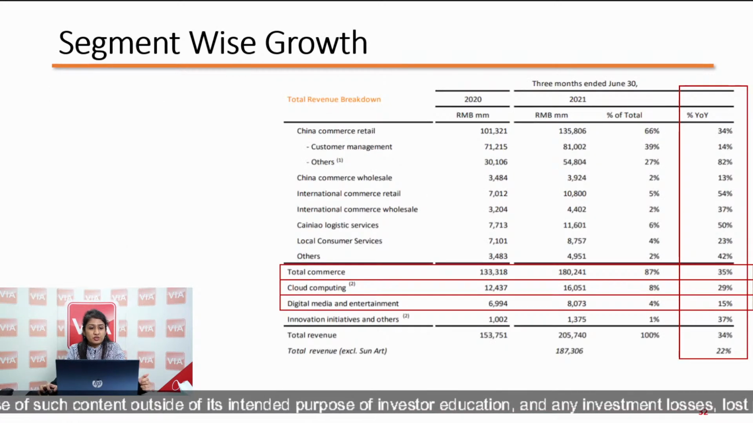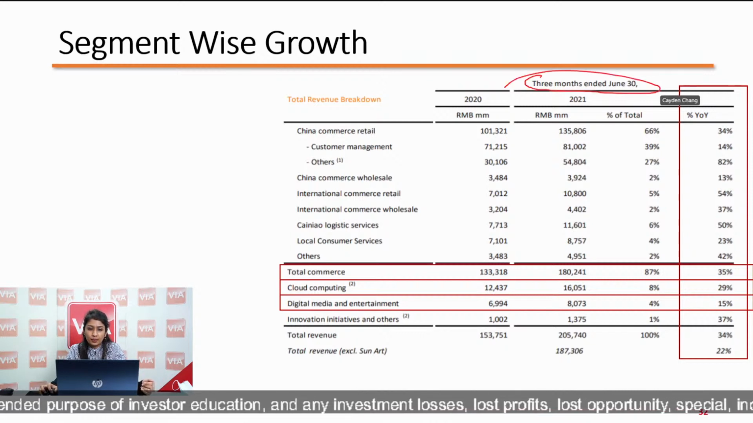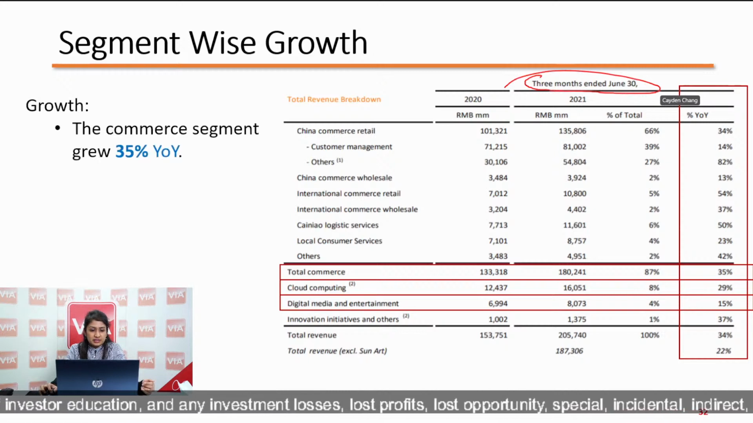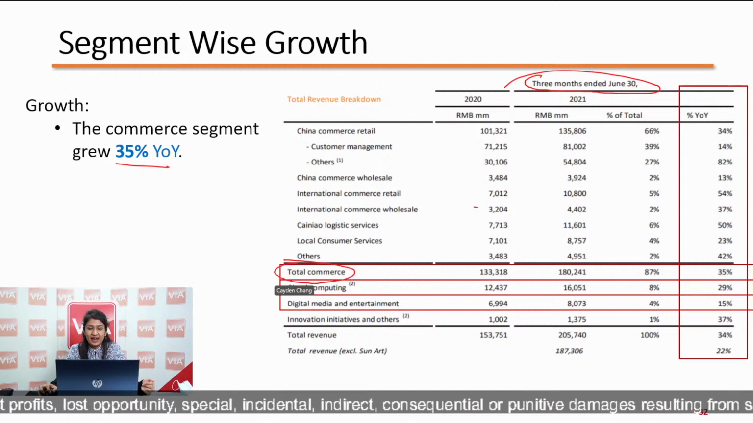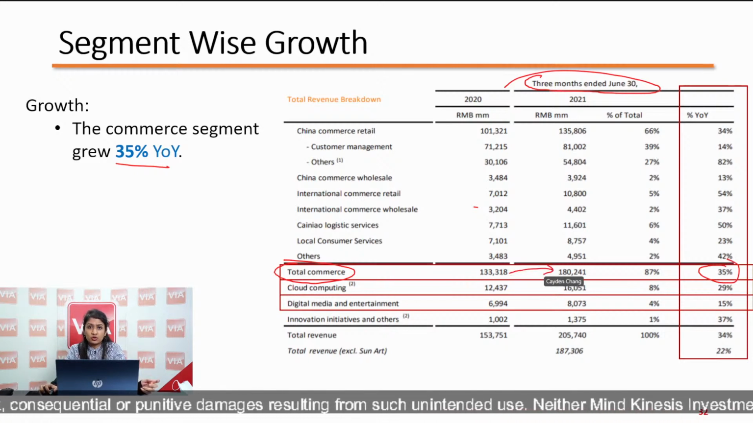Then let me talk about the segment-wise growth performance of the company. As you can see in this red box here, the total commerce division of the company grew by 35% year over year. And this growth was due to the growth of online goods GMV, the consolidation of Sun Art, and strong growth from direct sales, including Tmall Supermarket and Hama.